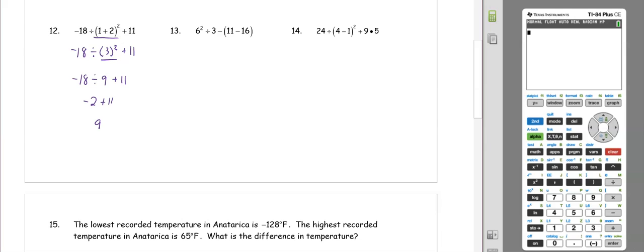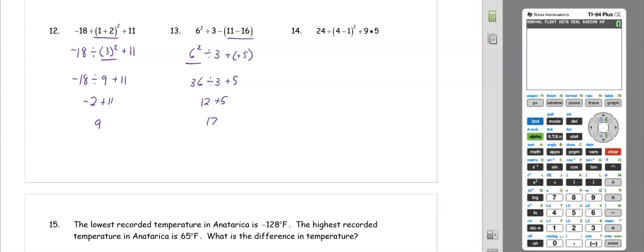In 13, we have 6 squared divided by 3 minus, parentheses 11 minus 16. So first we're going to do our parentheses. That's going to get us negative 5. I'm going to leave it in parentheses still. So we have 6 squared divided by 3 minus negative 5. Remember, negative becomes a positive. We can also do our exponents. We have 36 divided by 3 plus 5. 36 divided by 3 is 12. Plus 5 gets us 17.